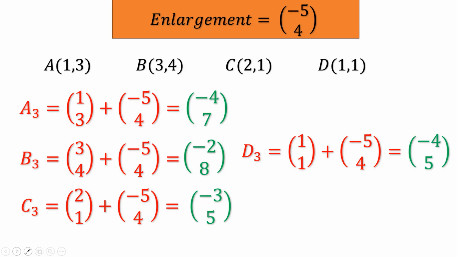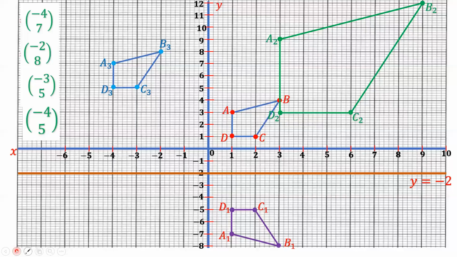And so we have A3, B3, C3, and D3. Okay, so let's plot these points. A3, sorry, is going to be what? Negative 4 and 7. That's just there. B3 is going to be negative 2 and 8. C3 is going to be negative 3 and 5, right there. And then D3 is going to be negative 4 and 5, which is right there.